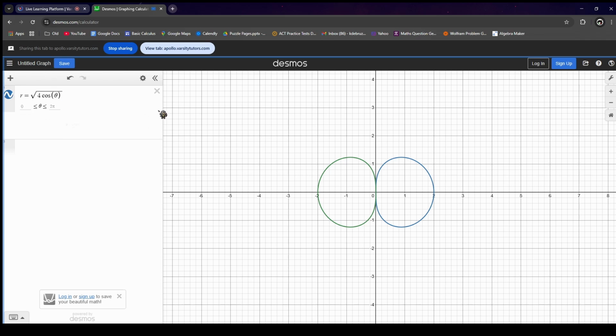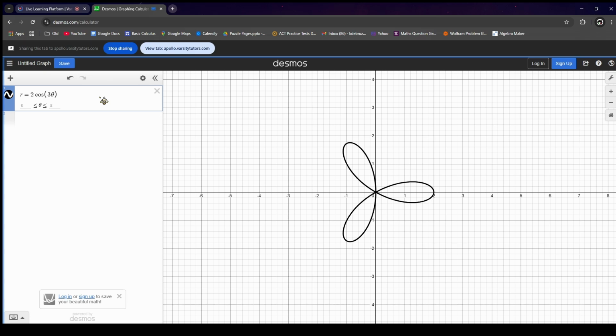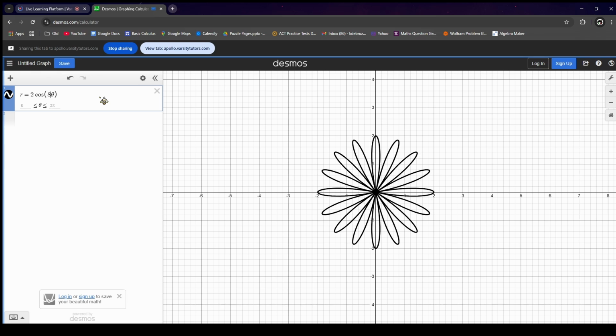And now this one is my favorite. If we have r is equal to a number times cosine of theta, but now we increase the period. If it's even, it'll be like that. If it's odd, it'll be like that. And then we can keep going up. I actually used this equation for a Desmos art project where we made pictures, and I used this for a Christmas present, like the bow. Good choice.